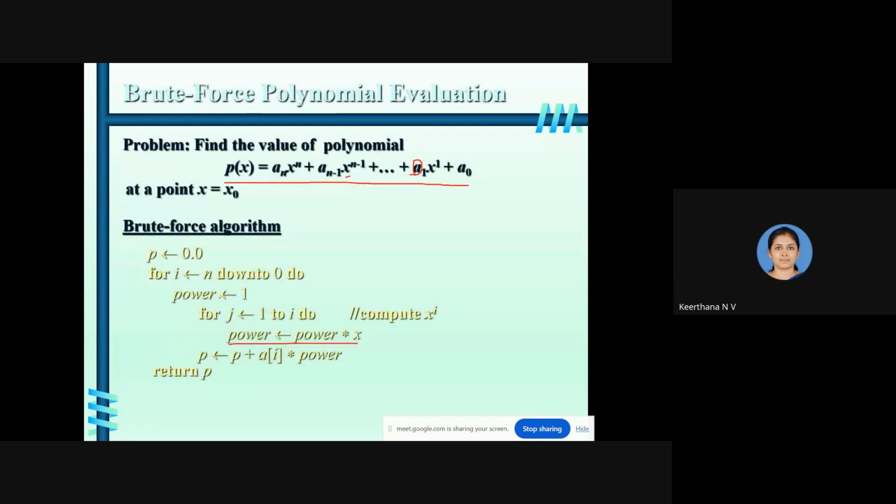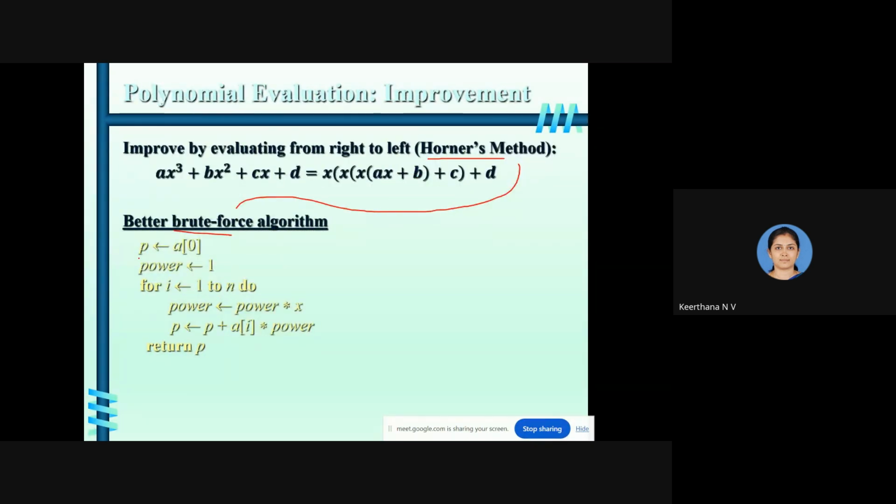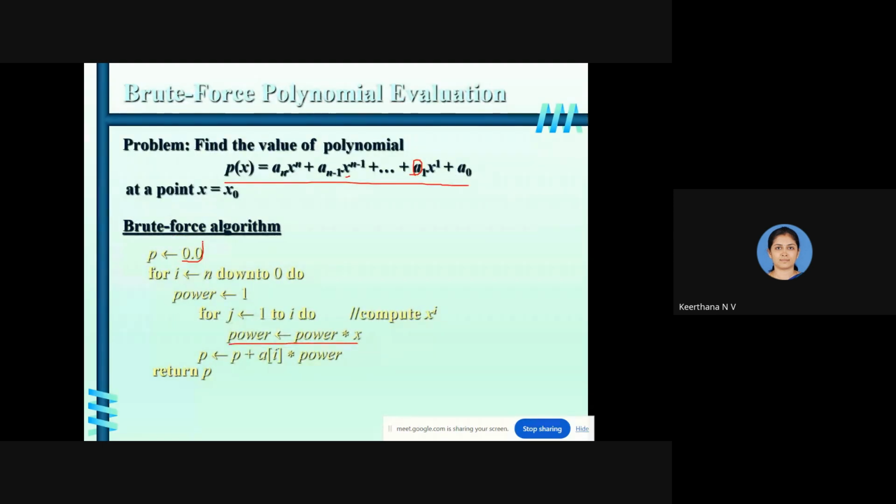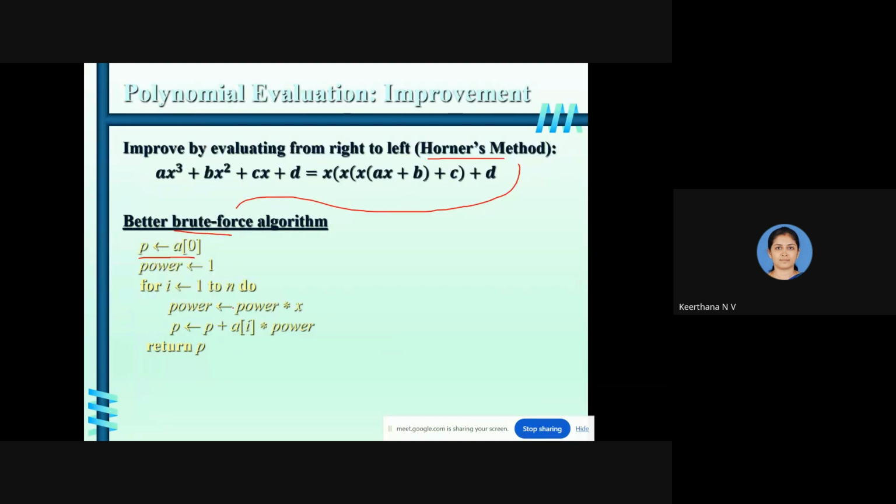So the same algorithm is to be followed here. The only thing is, the power will be allocated as an array. Here the power will be allocated initially as 0. This is the only difference between Horner's method and the normal method.